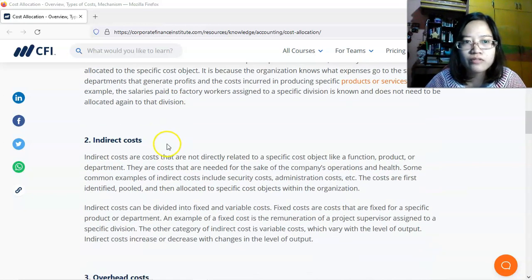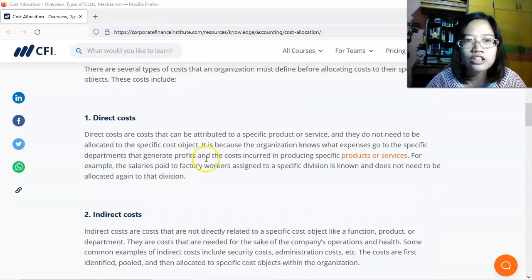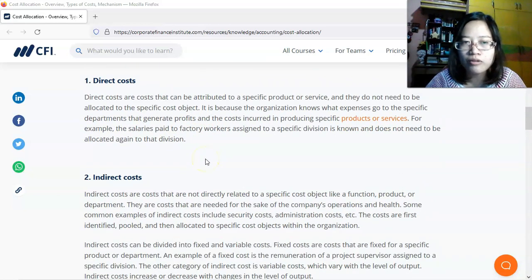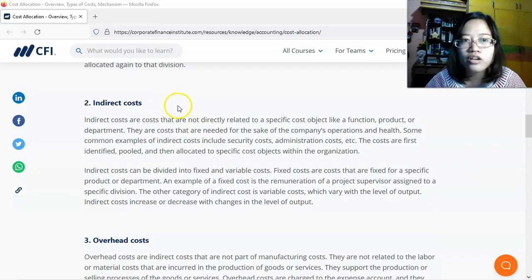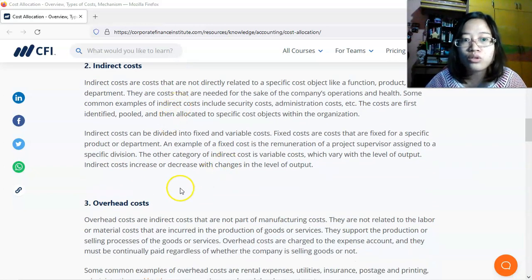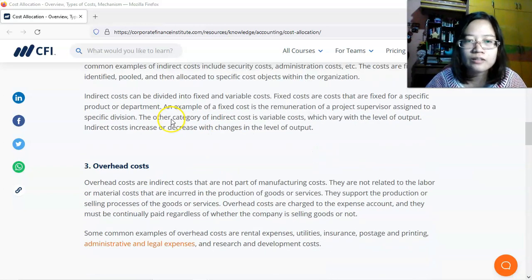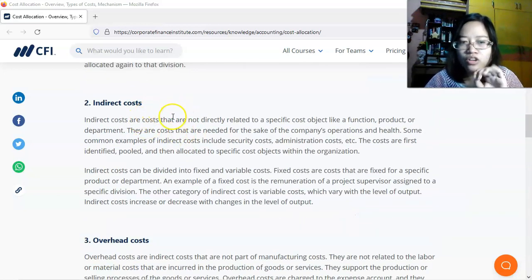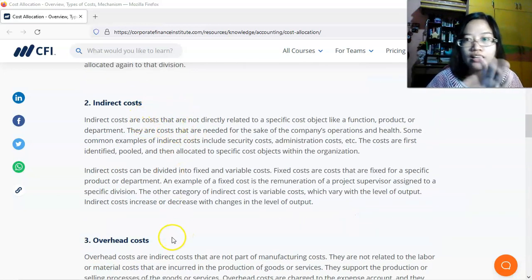Okay, so meron ditong types of cost, pero skip na natin. Ito naman ay na-discuss na natin before. So you have your direct cost, normally direct materials and direct labor. You have your indirect cost, or the so-called overhead cost din sila. Some indirect costs are included in the overhead, pero not all, right?